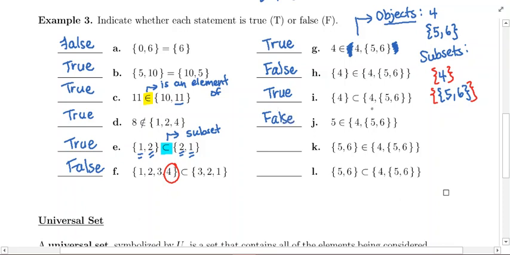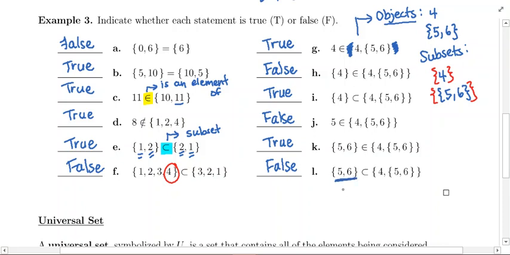All right, two more. If we look at K, is the set 5, 6 an element of our set? Going back to our object list that we made from the get-go, yes, one of the objects in the set is the set 5, 6. So this is a true statement. Last one. Is the set 5, 6 a subset of the set? This is false.